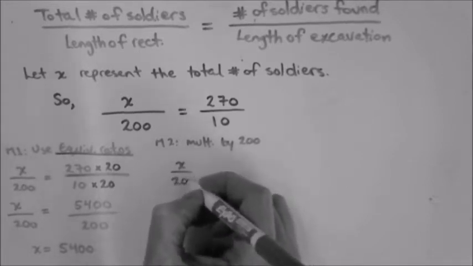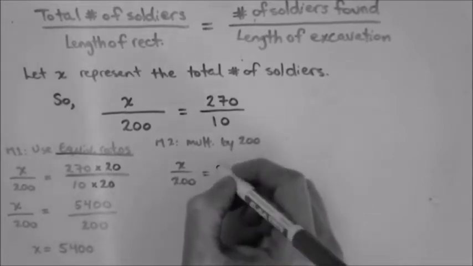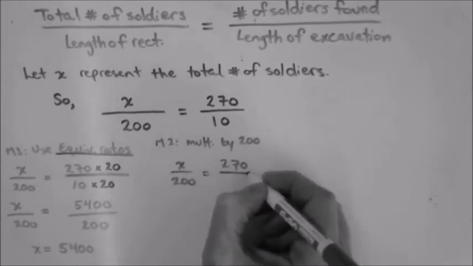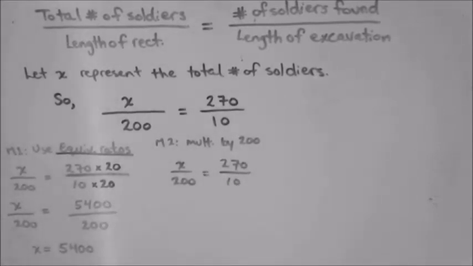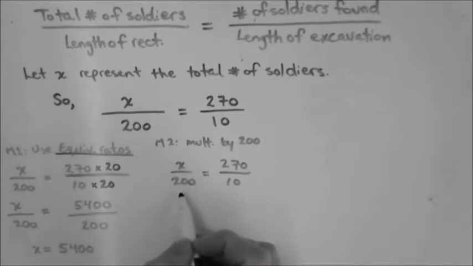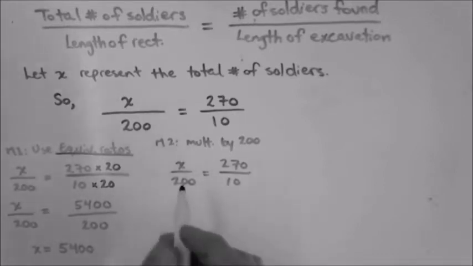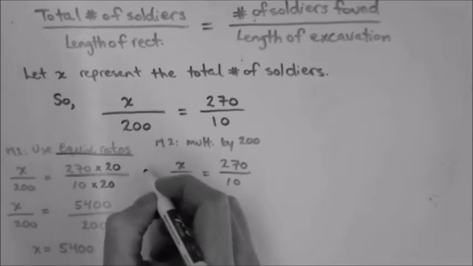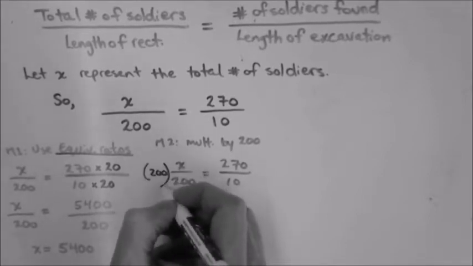Basically, if you have x over 200 and you have 270 over 10, you've got a proportion here. And I think of this algebraically. I want to solve for x, which means I need to get x by itself. Right now, x is being divided by 200. In order to undo that and get x by itself, I need to multiply by 200. If I take a number and I multiply it by 200 and I divide it by 200, I'm just going to get that number again. So I'm going to take the left side of this proportion and multiply it by 200.